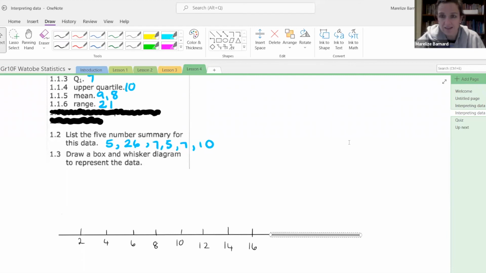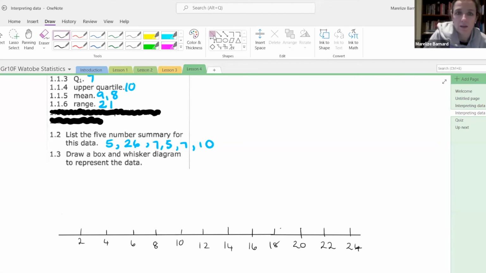Oh, Nazarene says it's an outlier. Yes, 26 could potentially be an outlier. Well, it looks like it is an outlier. 18, 20, 22, 24. And then one more little piece here. And that's going to be 26. Okay, so that's going to be where our max is. Our minimum value is at 5.